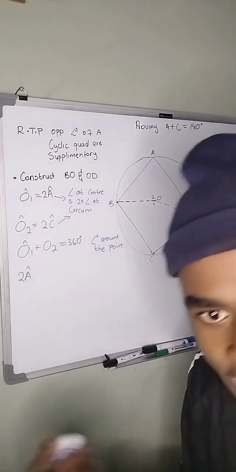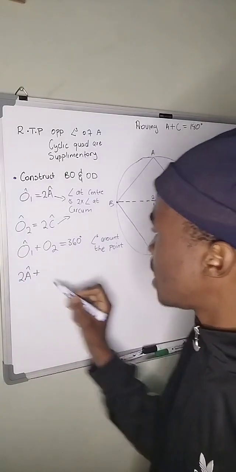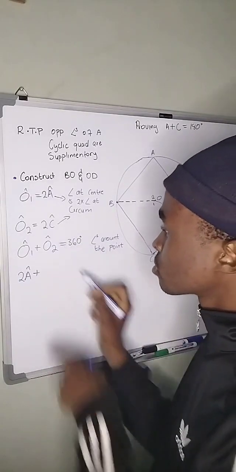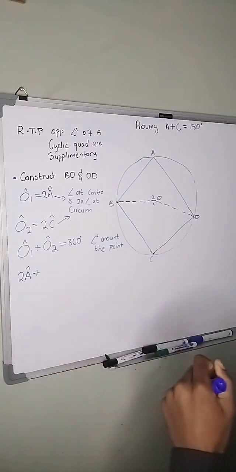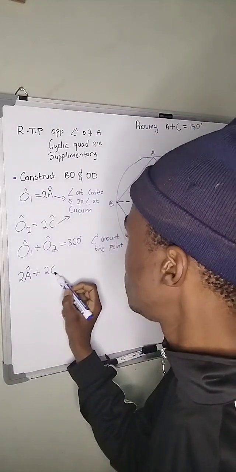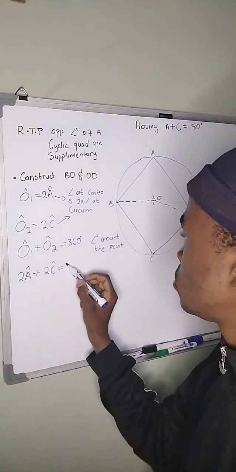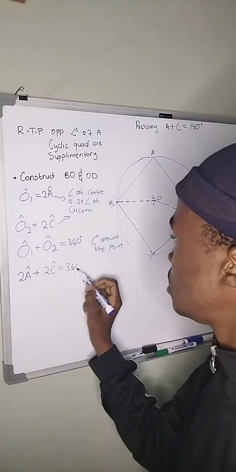Now you have a right to replace this guy with that guy, and you're just going to say plus O2. You are going to replace this O2 with what? With 2C. Angle 2C, and this is going to be equal to 360.